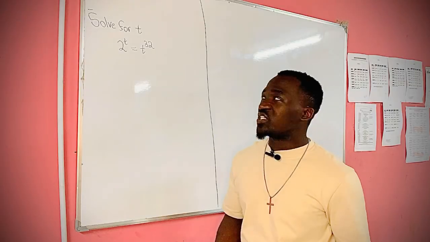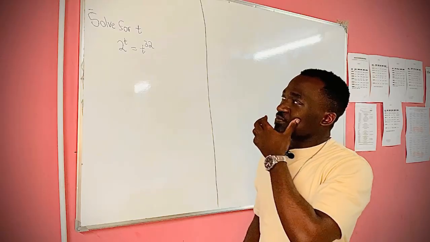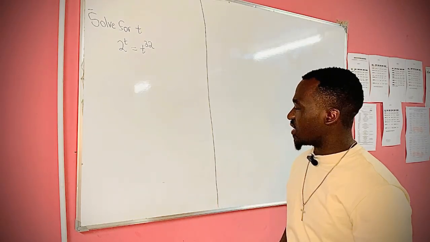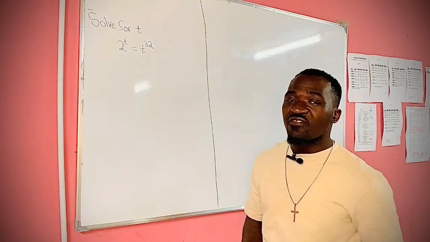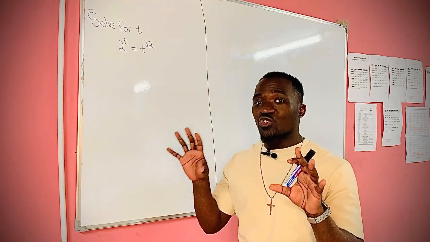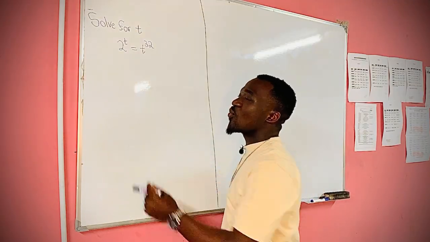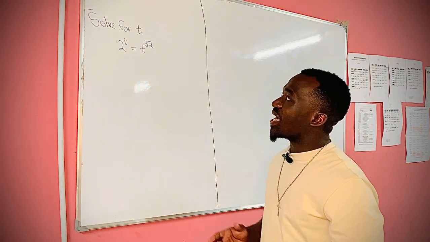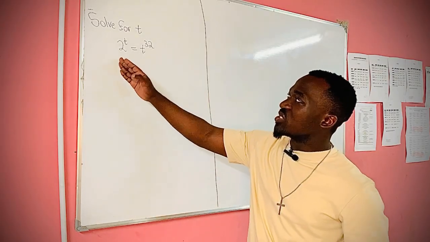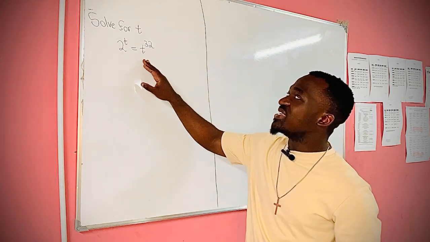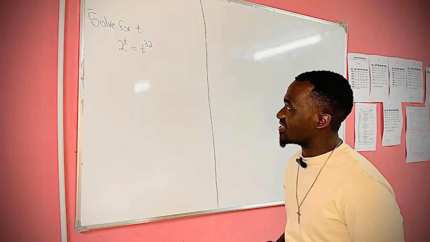We have 2 to the exponent of t, which is equal to t to the exponent of 32. So now, what is it that we should think about here? The first thing we should look at is the mere fact that we have a power which is equal to another power. But on this side, we have the base of 2, and on this side we have the base of t. Understand? Now, this 2 is raised to an exponent of t. This t is raised to an exponent of 32.